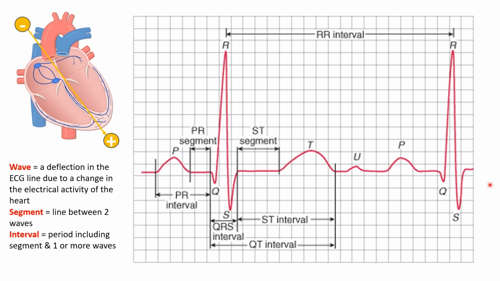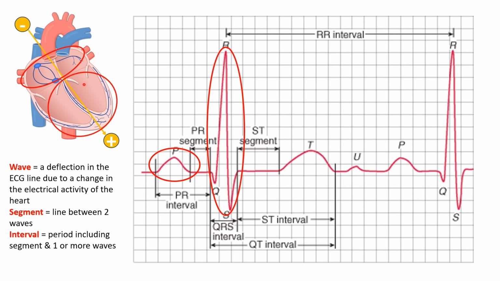And here we have our P wave, which is a positive deflection, and this represents atrial depolarization. We have our QRS complex, which represents ventricular depolarization. And then we have our T wave, which is also a positive deflection, and this represents ventricular repolarization.